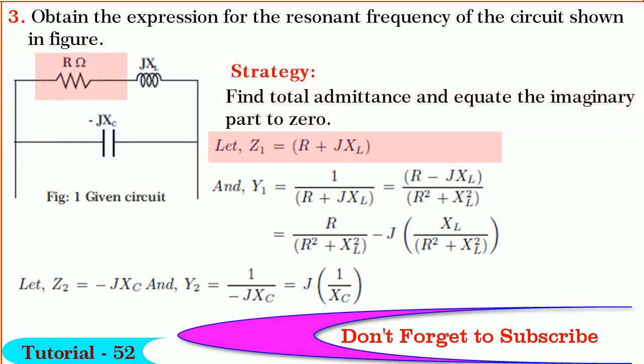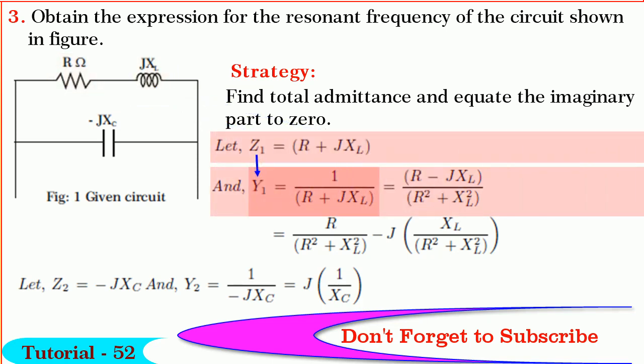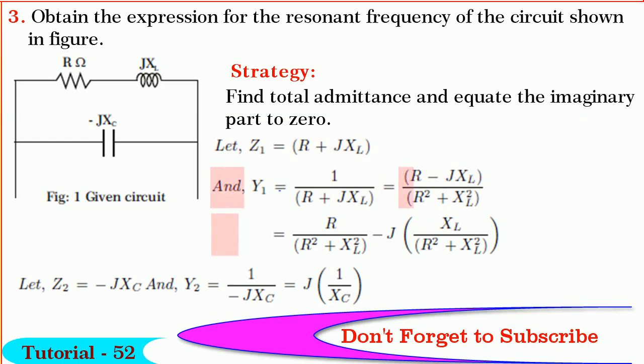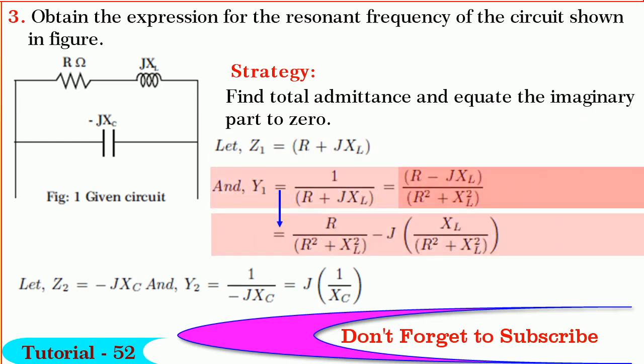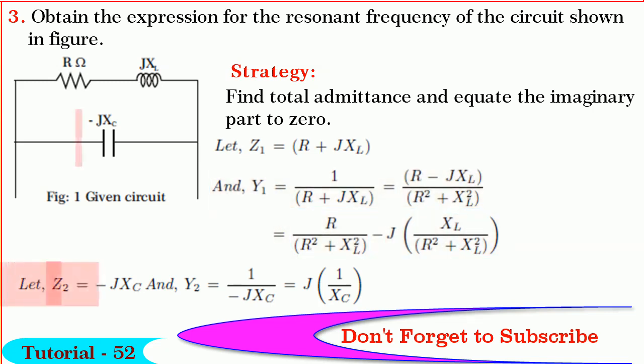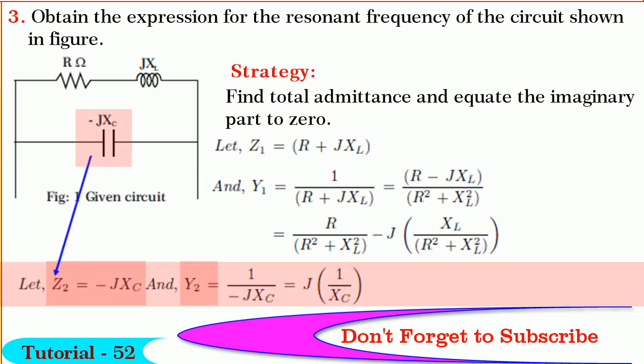So, let Z1 is equal to R plus jXL and Y1 is equal to 1 divided by R plus jXL. By rationalizing it, we get Y1 is equal to R divided by R square plus XL square minus j into bracket XL divided by R square plus XL square. Similarly, let Z2 is equal to minus jXC or Y2 is equal to 1 divided by minus jXC or Y2 is equal to j times 1 divided by XC.